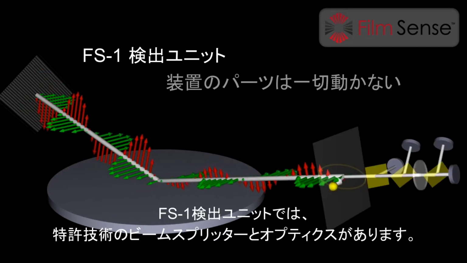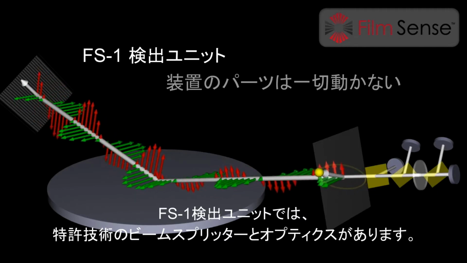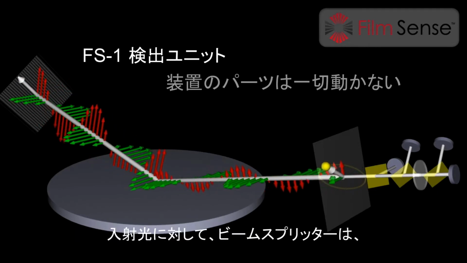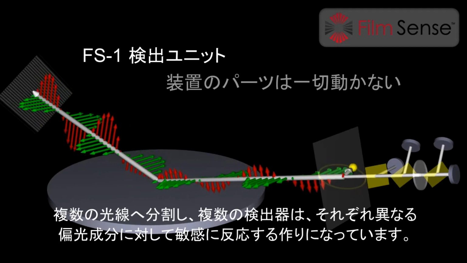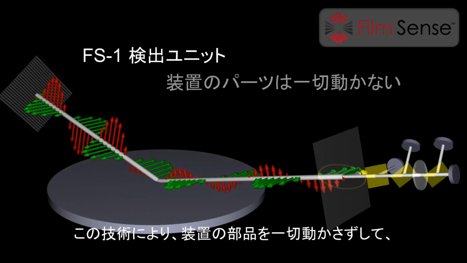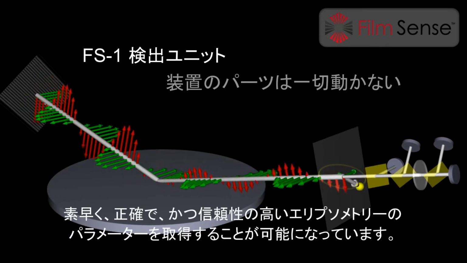The FilmSense FS-1 detector unit contains a proprietary combination of beam splitters and optics, which split the beam into multiple beams and detectors, each sensitive to a different polarization component of the incoming beam. This provides fast, accurate, and reliable measurements of the ellipsometric parameters without any moving parts.